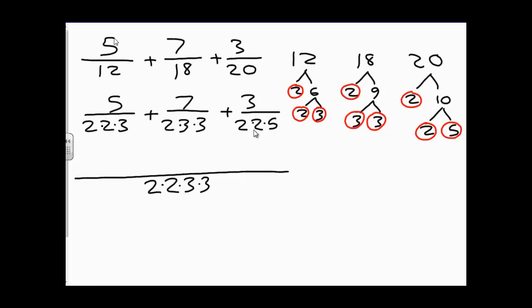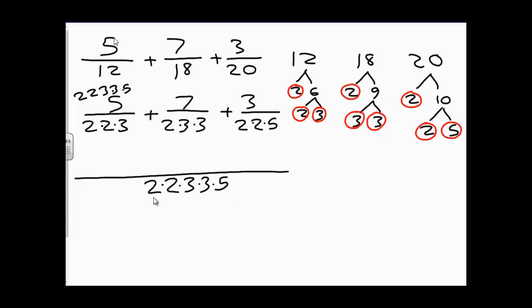The last one says I need to see 2 2's, which I have, but I also need to see the 5. There's no 5 down there. So I'm going to add the thing that was missing, which is the 5. Now at this point, I found my least common denominator. I know that it's going to be 180, but I don't care.